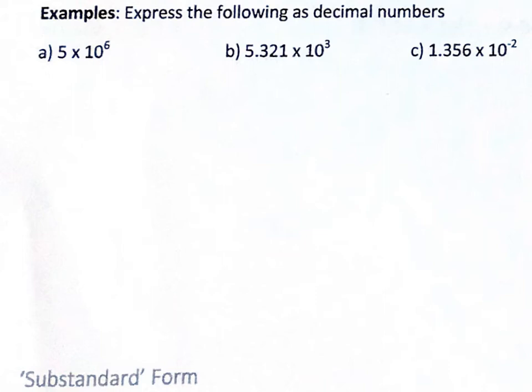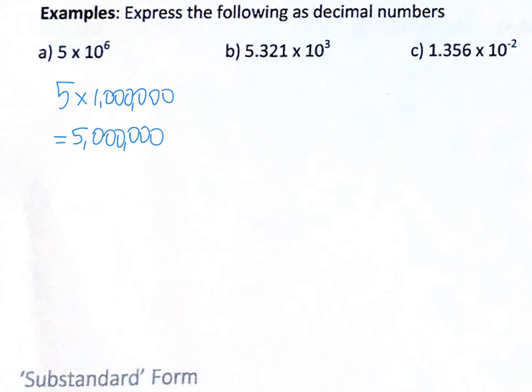So what we have here in the first example is 5 times 10 to the power of 6. Now this 10 to the power of 6, we could think of that as being 10 times 10 times 10, 6 times, and that would work out to be 1,000,000. So that's 5 times 1,000,000, which, easy enough, is 5,000,000. So 5 times 10 to the power of 6 would be 5,000,000.